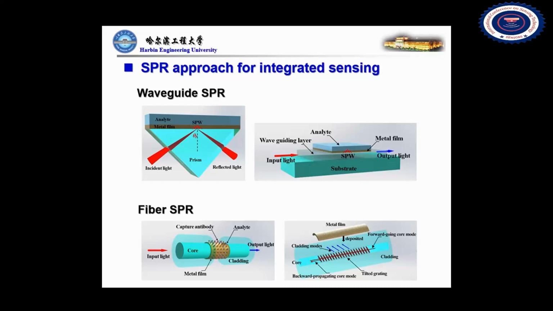SPR configurations mainly include waveguide coupling structure and optical fiber coupling structure. The waveguide coupling structure has high sensitivity and robustness, but it has a bulky system, which limits its miniaturization and integration. In contrast, the optical fiber coupling structure has the advantages of being lightweight, compact, long transmission distance, and distributed sensing compatibility.